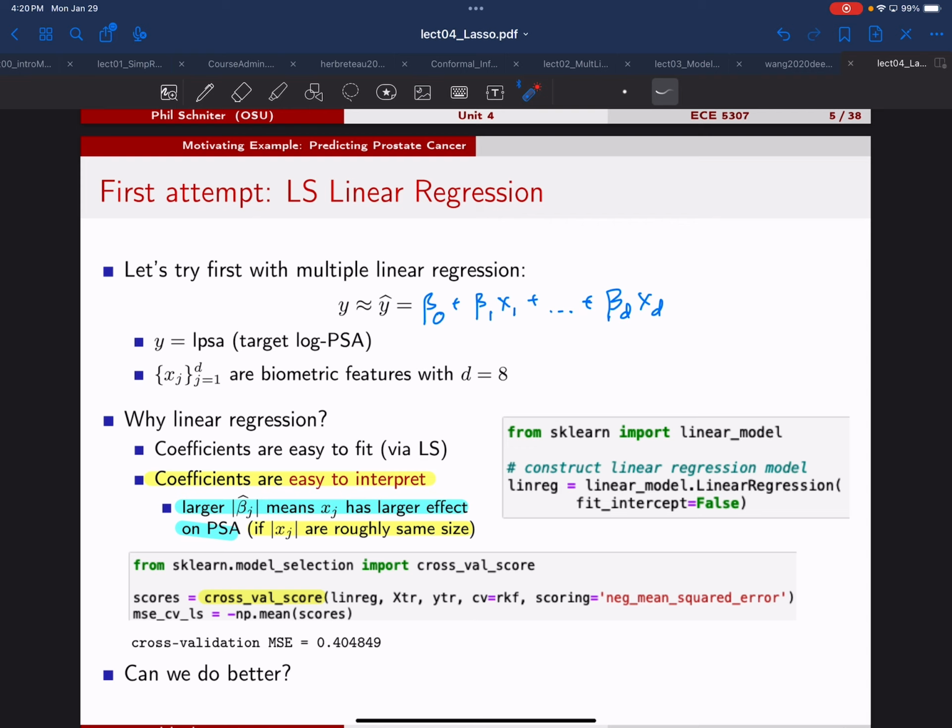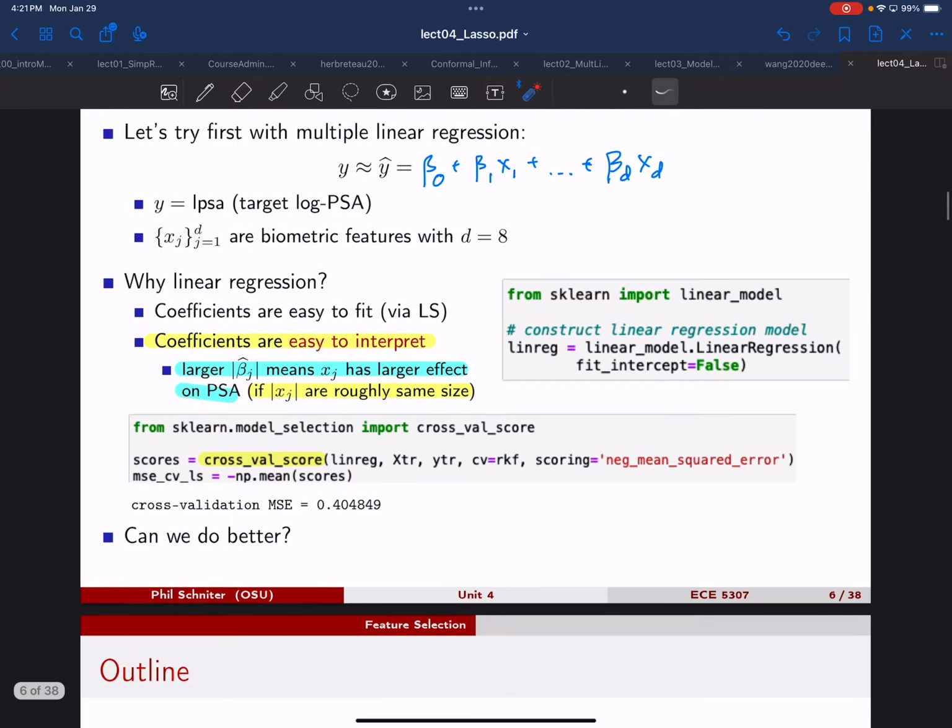And if you do it a bunch of times and you average results, you can kind of remove the statistical error or reduce it. So that's what this RKF is. It's in the demo. Okay, so this is just our first attempt with regular old least squares linear regression. All right, any questions so far?